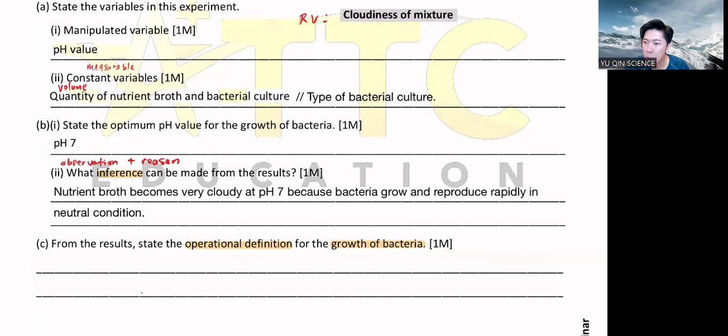Why can't we say it's the optimum pH value? You mean for number 2? Nutrient broth is very cloudy at pH 7 because it's the optimum pH value for bacteria to grow. Is that what you mean?